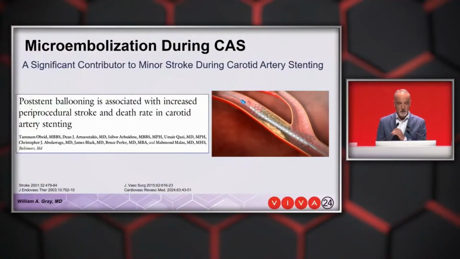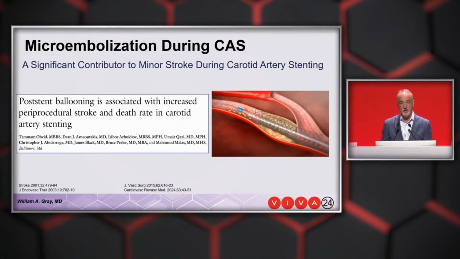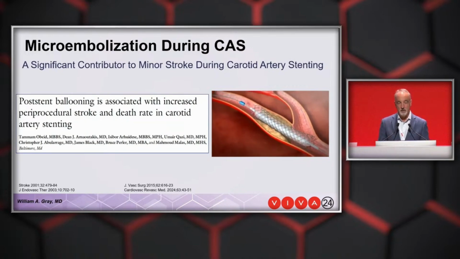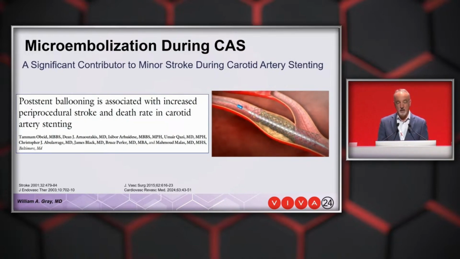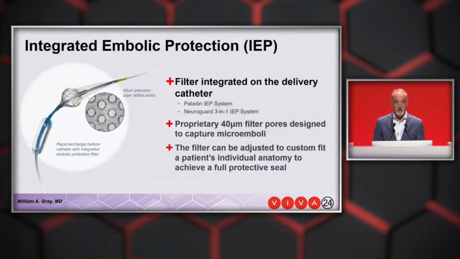So we all know that microembolization during carotid stenting typically occurs during post-ballooning, which has been demonstrated both with TCD and other empiric data as the highest risk component of the procedure. Accordingly, the integrated embolic protection system, in this case embodied by the Paladin device, a balloon with a temporarily deployable filter, was developed to address that post-stent ballooning. It's a filter which is integrated on the delivery catheter.